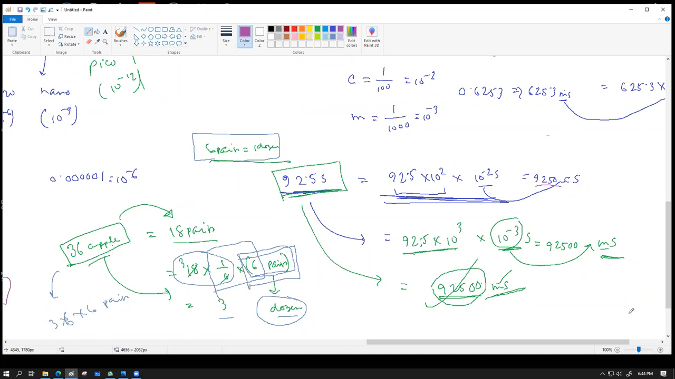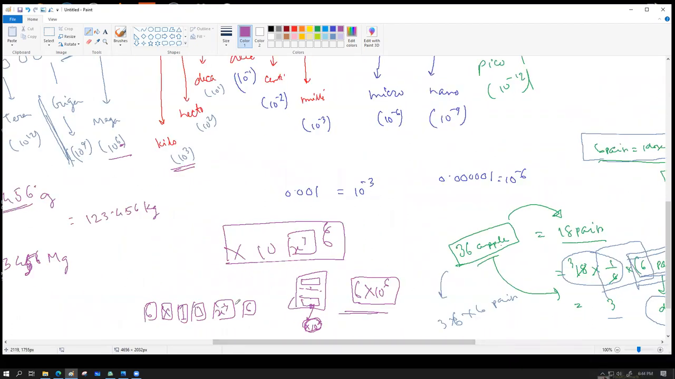That's another shortcut way to do the number conversion. As long as you can remember the power, you can move the decimal points logically. If you want to convert it into a smaller unit, move the decimal point to the right. If you want to convert it into a bigger unit, then move that decimal point to the left. Basic.